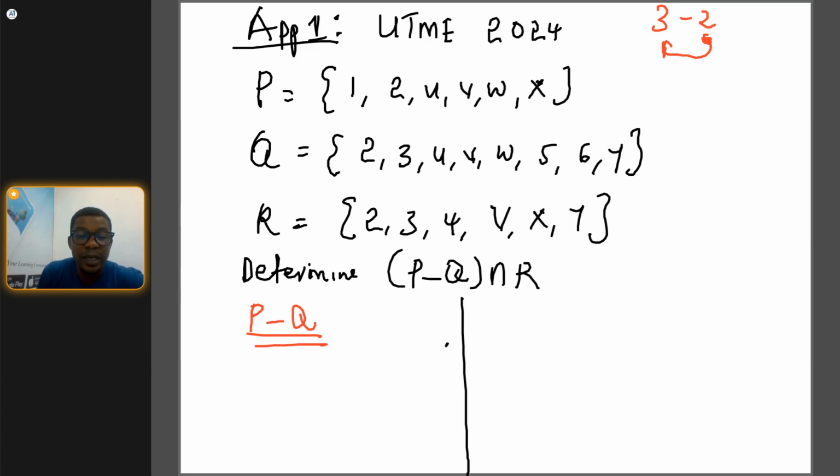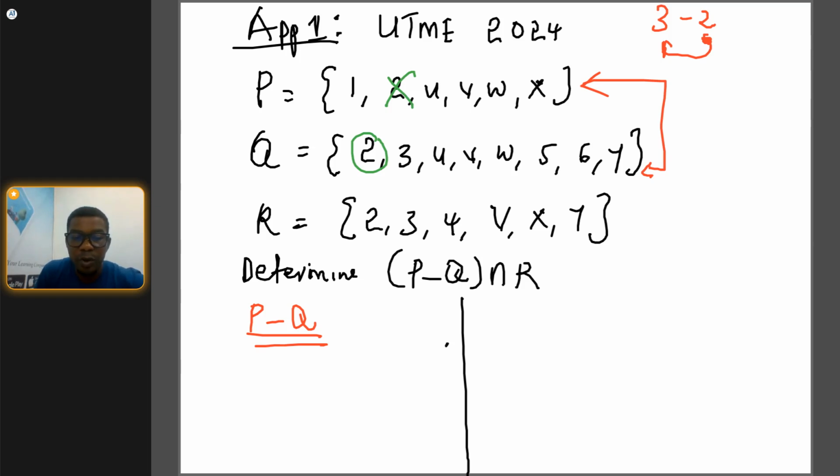So what I'm going to do is consider these two sets. Then I'm going to remove the elements that are in Q from P. Let me use another ink. We have 2 here, so subtracting it from Q means we cancel 2. So 2 is out of it.